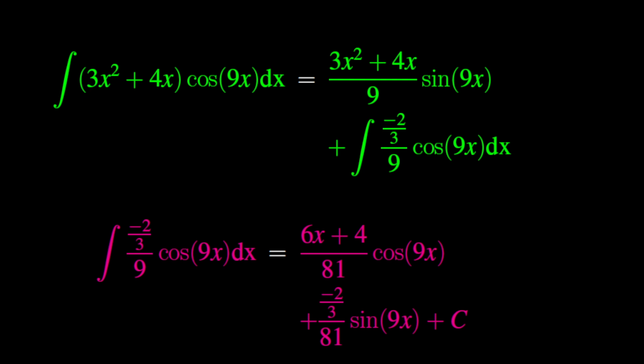From the second integration by parts, we obtain the following result. The integral of minus 2 over 3 over 9 times cosine of 9x dx is equal to 6x plus 4 over 81 times cosine of 9x, plus minus 2 over 3 over 81 times sine of 9x, plus a constant of integration c.